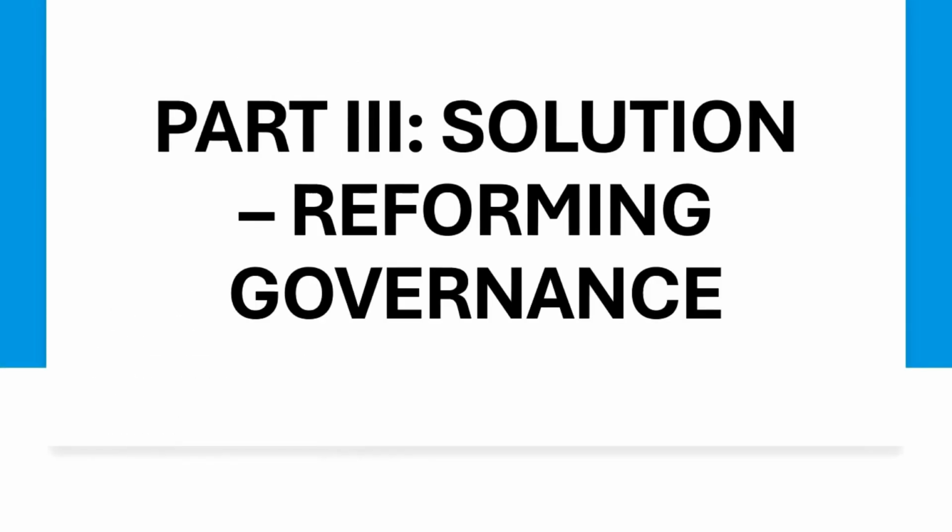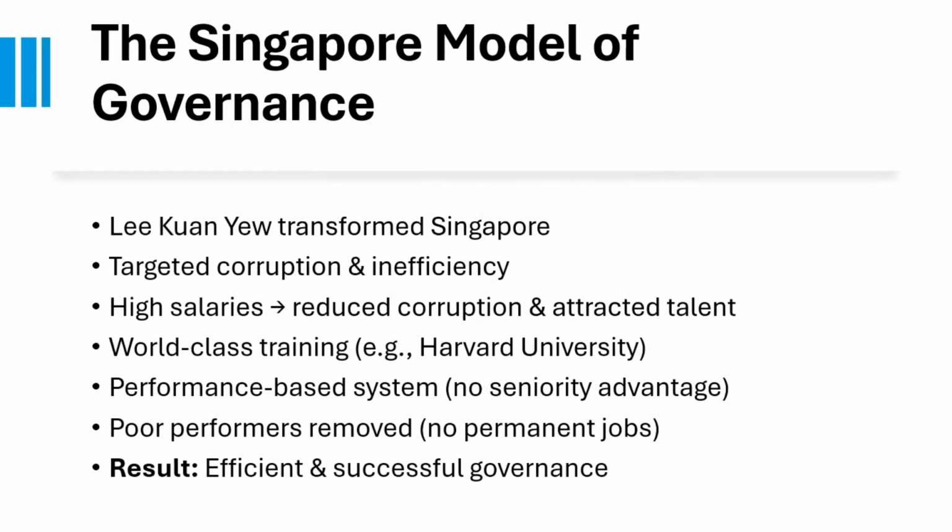After identifying the problems, let's now focus on solutions, how governance can be reformed to reduce both corruption and inefficiency. First, we have the Singapore model. In Singapore, Lee Kuan Yew transformed a poor, corruption ridden society by targeting two core issues, corruption and inefficiency. He increased civil servants' salaries to reduce corruption and attract top talent, and ensured high quality training by sending candidates to leading institutions like Harvard University.